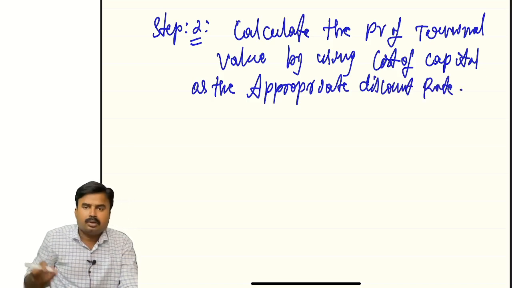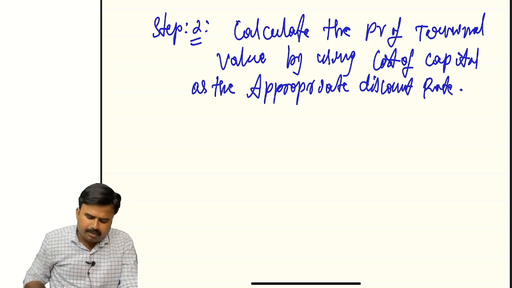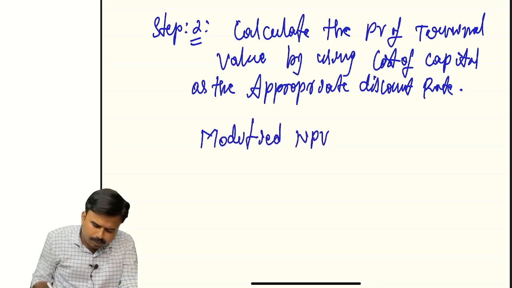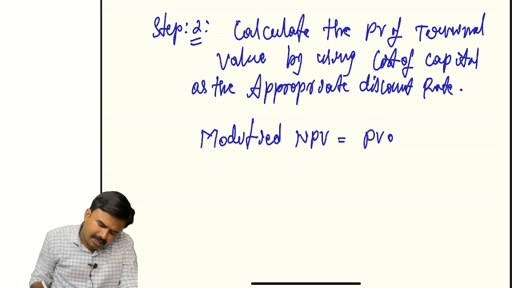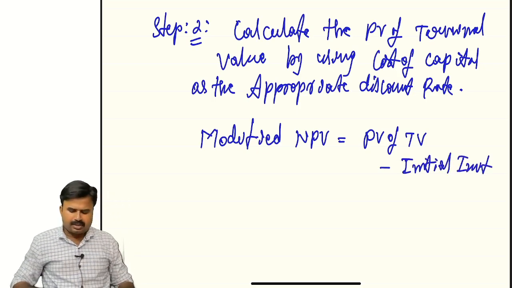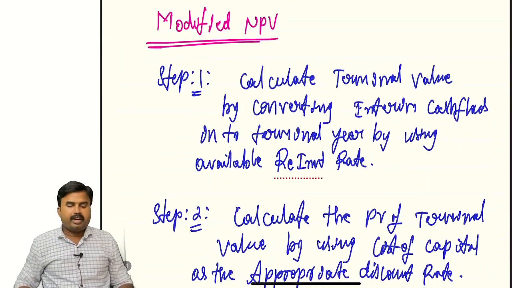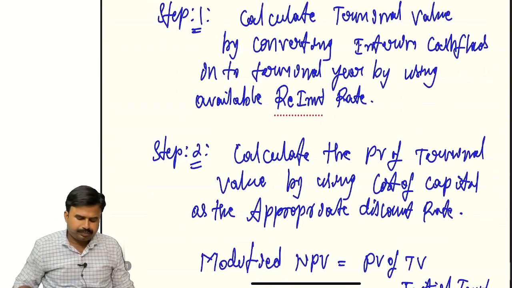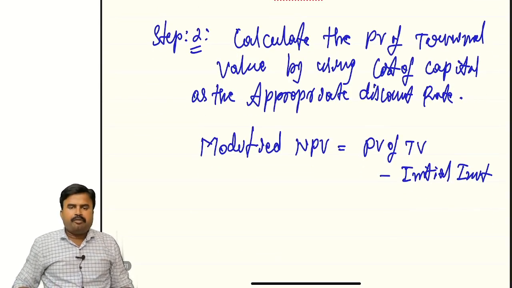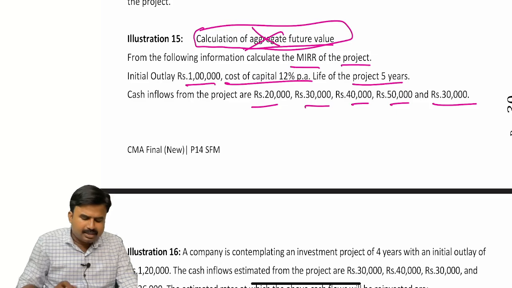Once we get the present value of terminal value, then you can easily calculate modified NPV. Modified NPV is equal to present value of terminal value minus initial investment. It's a simple process to handle. Just copy this, modified NPV computation. We have one problem in this regard. Let us handle that problem.